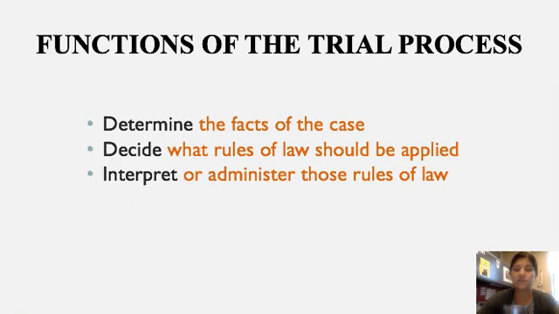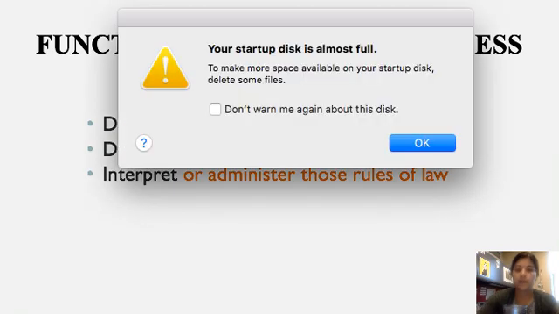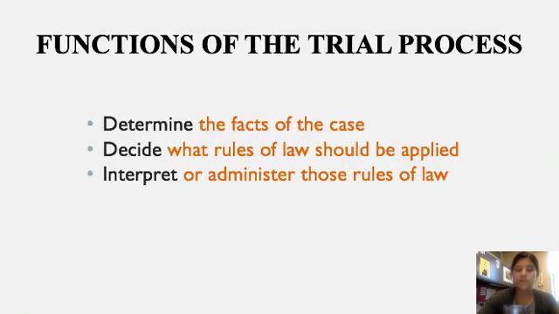Second function is to actually decide which rules of law are going to be applied to that particular case. So we actually have to decide which rules of law are going to be applied. So if it's a federal law or statutory law, we need to know that. And then finally, the main function of a trial is really to interpret and administer whichever laws we believe need to be applied to that case.